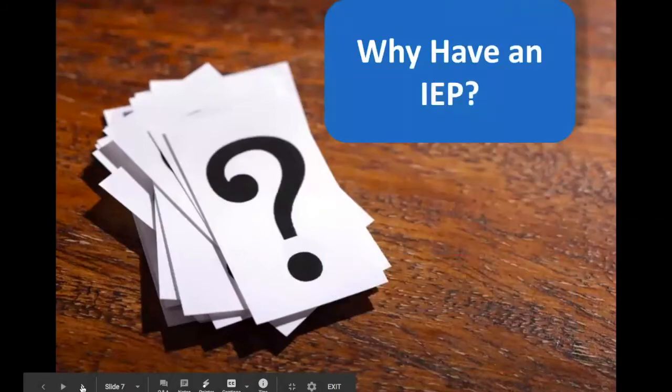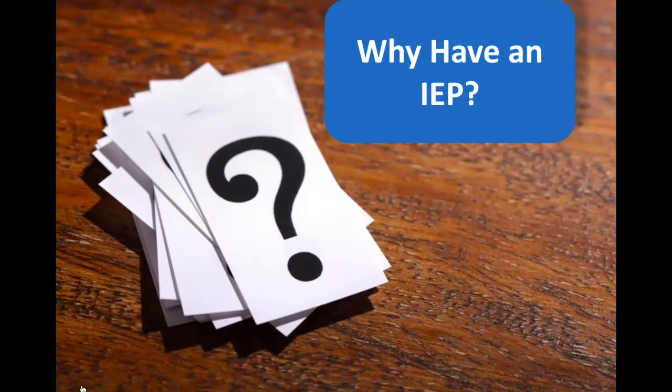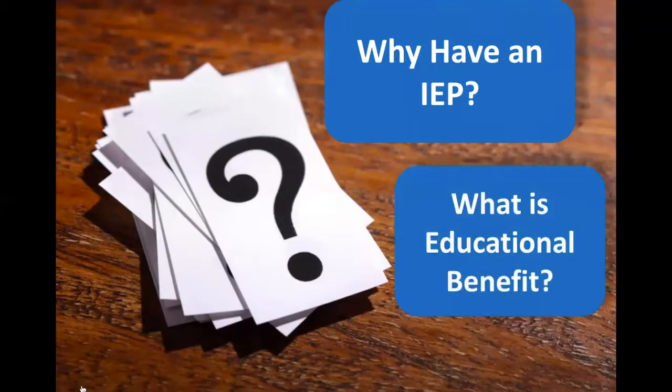Now, why do we have an IEP? Because we don't just meet just to meet. There is a purpose. We know that the IEP is required by law, but the IEP is much more than that. It's a program, it's a plan, and it's the roadmap to the future for students with disabilities. So we look at what is the educational benefit of the IEP. It provides that roadmap again for that student.